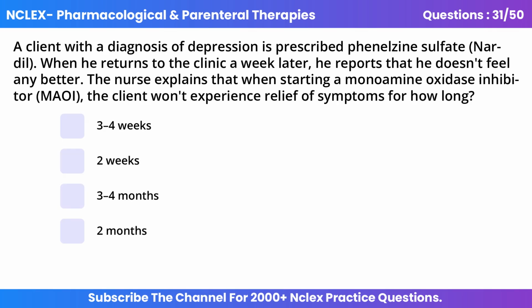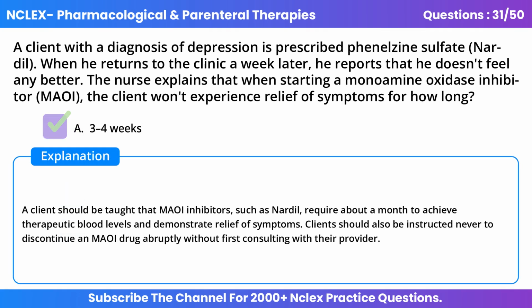Question 31. A client with a diagnosis of depression is prescribed phenelzine sulfate, Nardil. When he returns to the clinic a week later, he reports that he doesn't feel any better. The nurse explains that when starting a monoamine oxidase inhibitor, MAOI, the client won't experience relief of symptoms for how long? A. 3 to 4 weeks.